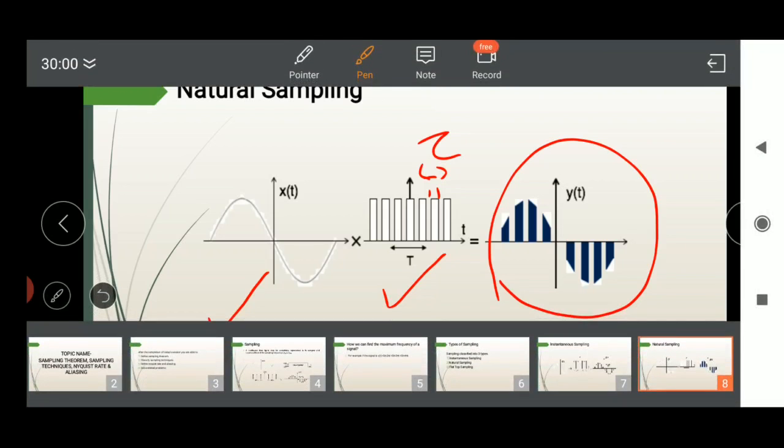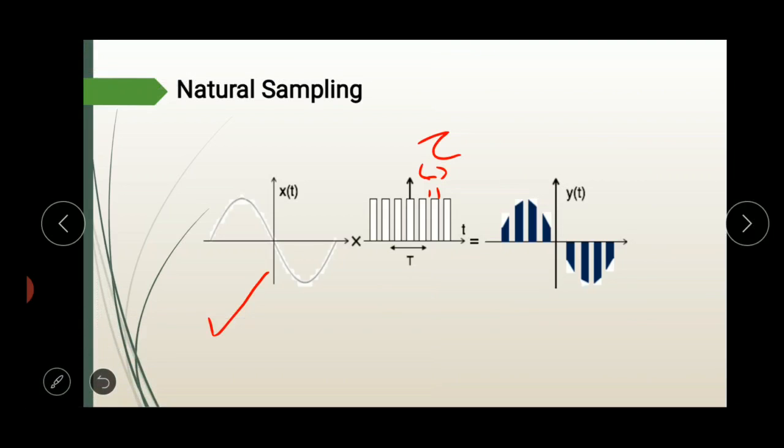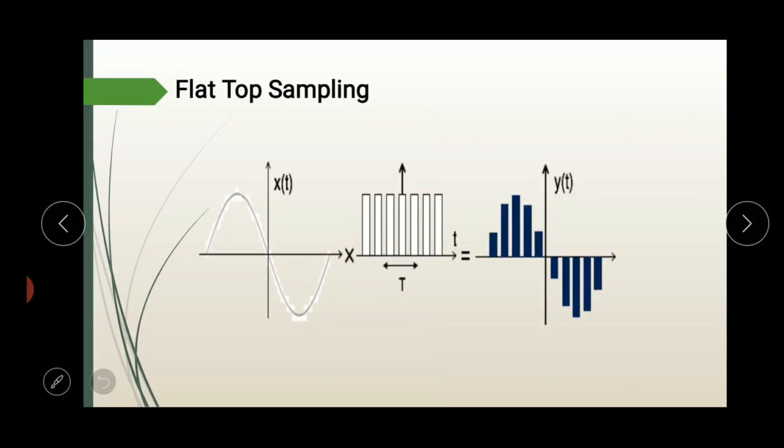Why is it a natural sample? Because the tops of these pulses increase or decrease as the amplitude of the signal increases or decreases. This method is used in practice. Next is flat top sampling.